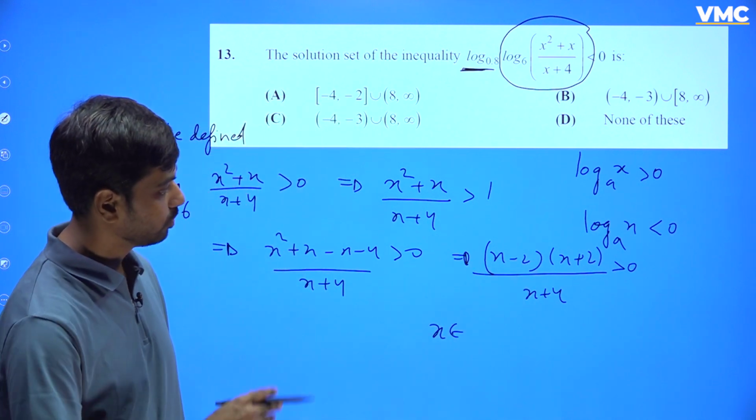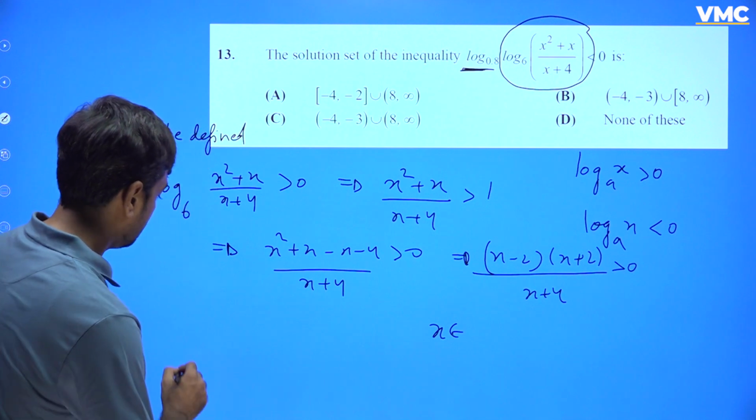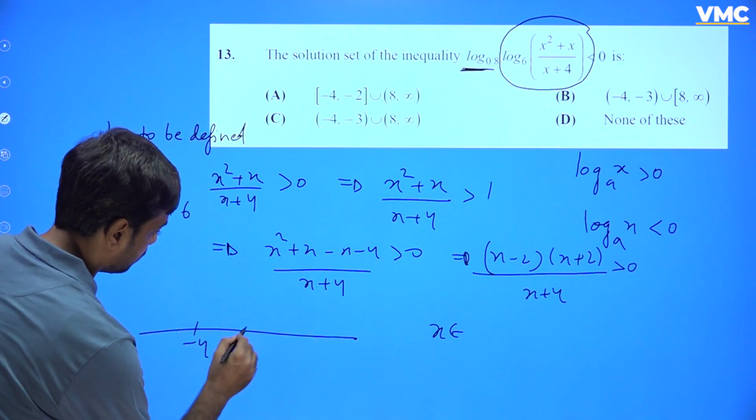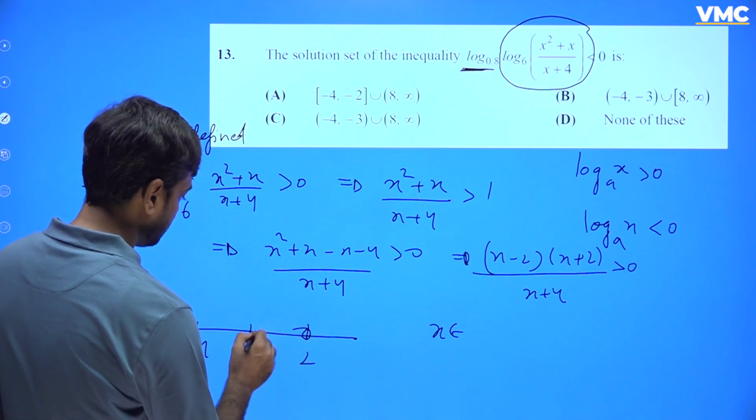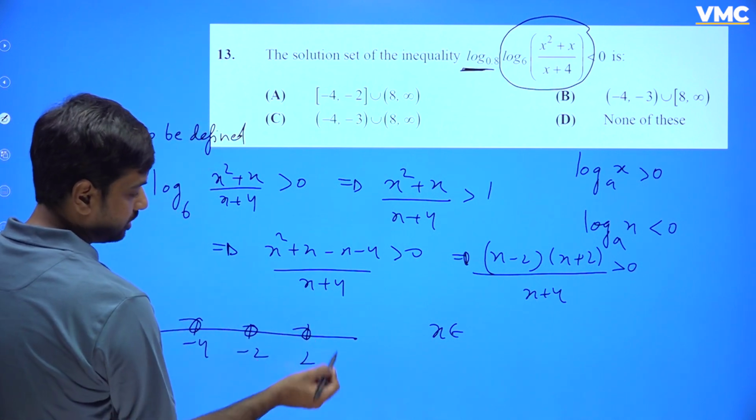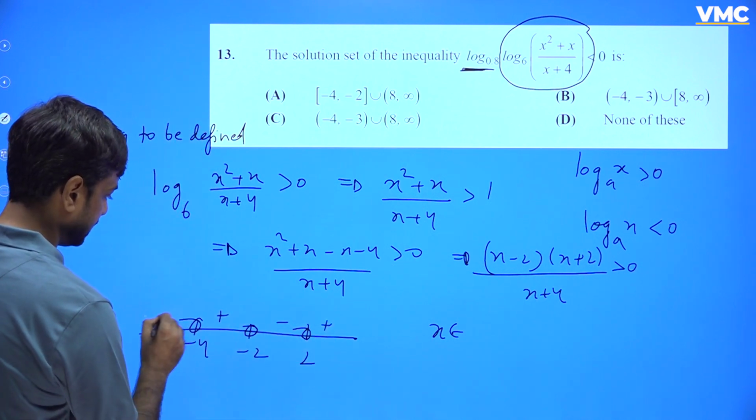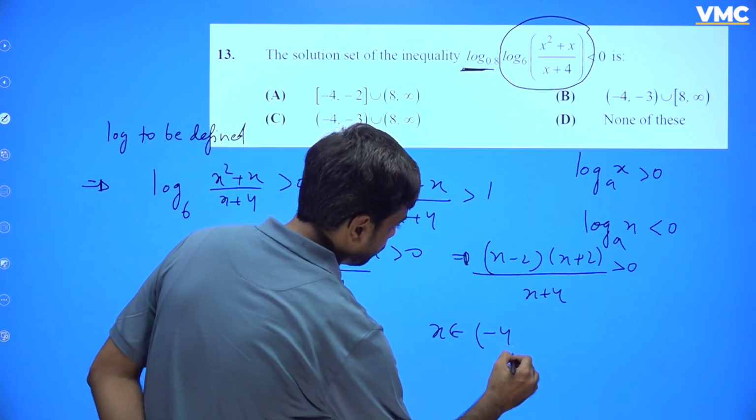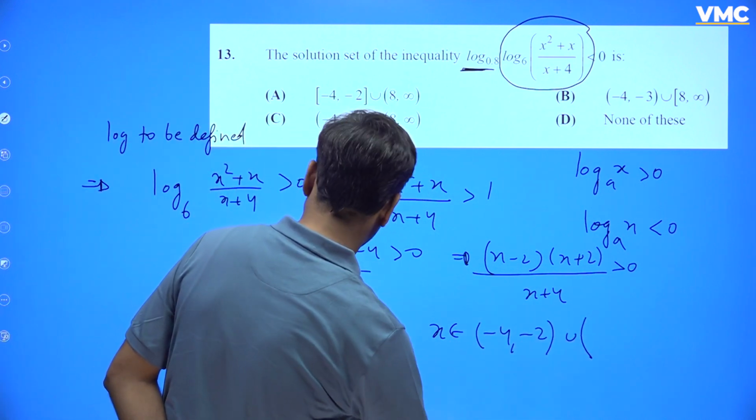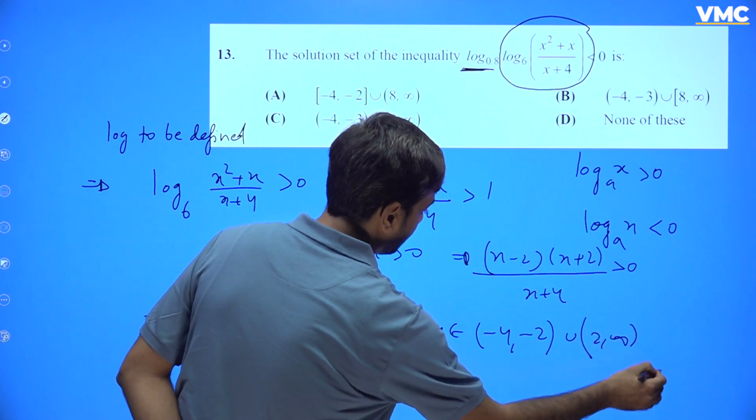When you plot, so minus 4, then we have minus 2. Let's do that. So minus 4, minus 2, then we have 2. I can't take this, so open circle. At the zeros, we have plus, minus, plus, minus. So we have to take the plus sign because greater than or equal to 0 is there. So from minus 4 to minus 2, union 2 to infinity.